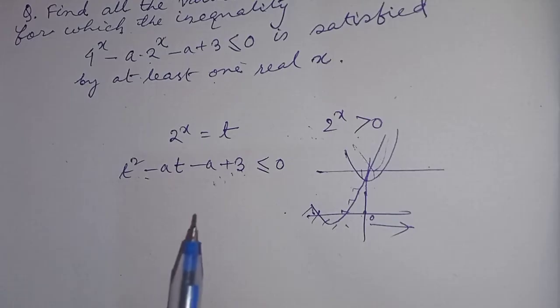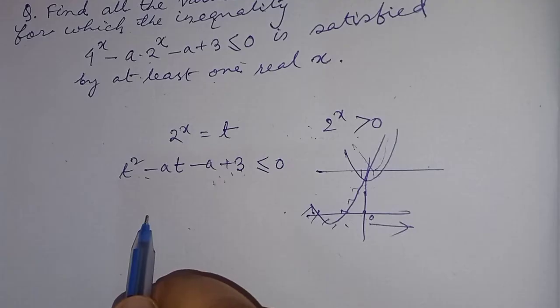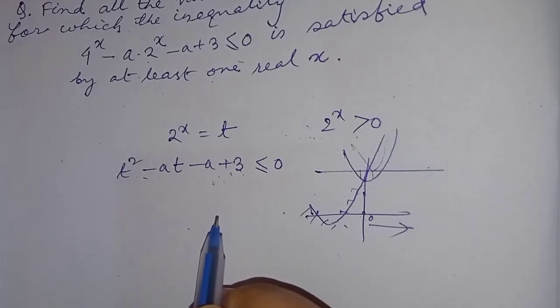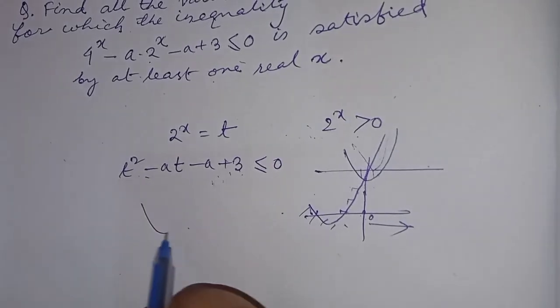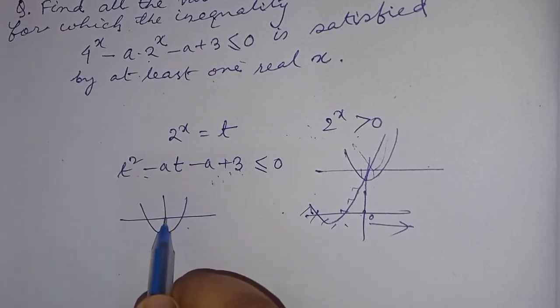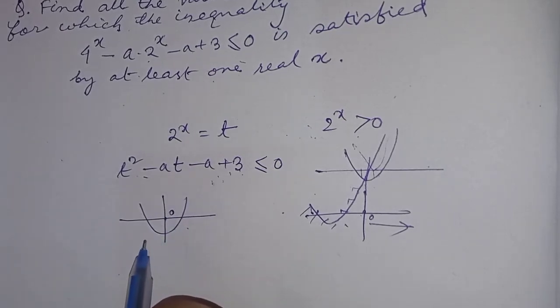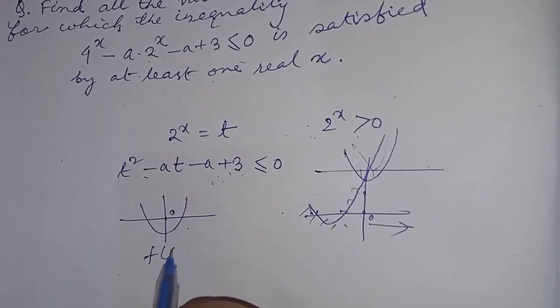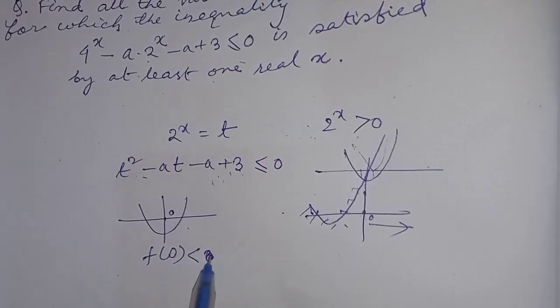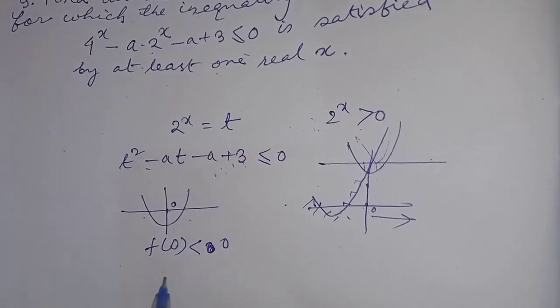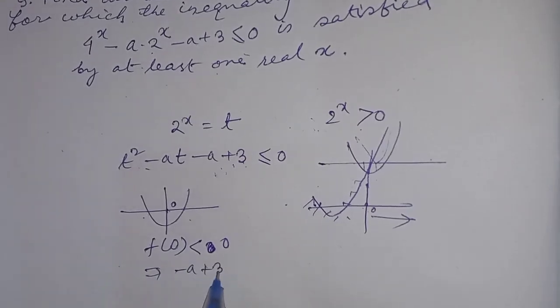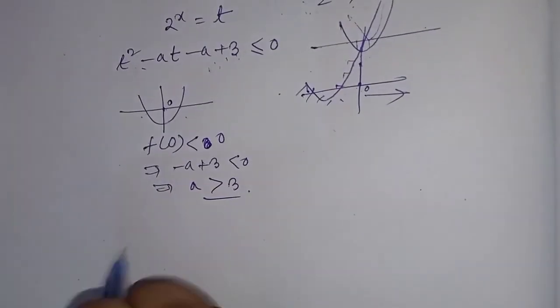So when we have understood this, we can solve by two cases. Case 1, when one root is greater than 0 and one root is less than 0. Everyone must know that the step that we use is f of 0 is less than 0. So when we solve f of 0 is less than 0, we can say that one root is greater than 0, one root is less than 0. Solving this, we will get minus a plus 3 less than 0, or a is greater than 3. This is from case 1.